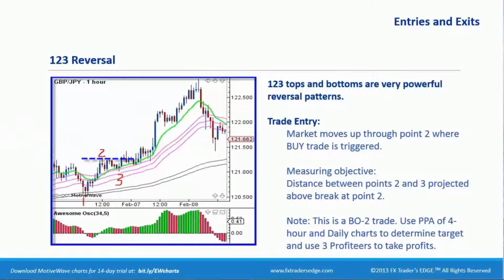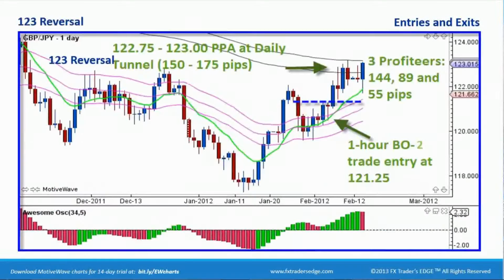On the hourly chart, we're going to take the trade at 121 and a quarter on this 1, 2, 3 pattern, and now we're going to look at the daily chart on the next slide to determine the PPA. Here's the daily chart. Using the PPA of this daily chart to determine the target for the breakout 2 trade on the hourly from the previous slide, we determine that the PPA is the tunnel on this daily chart.